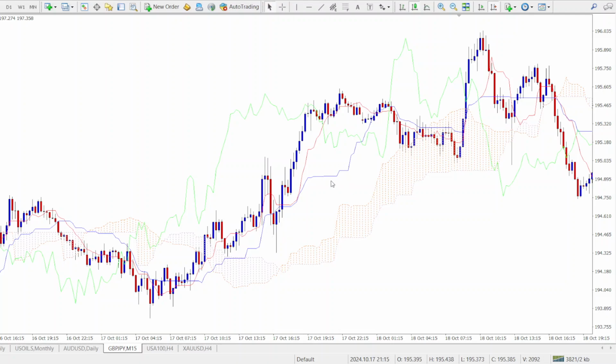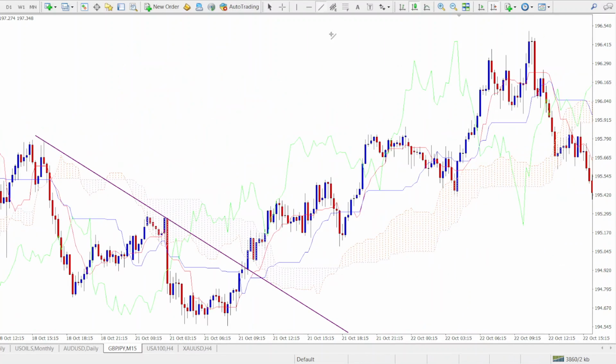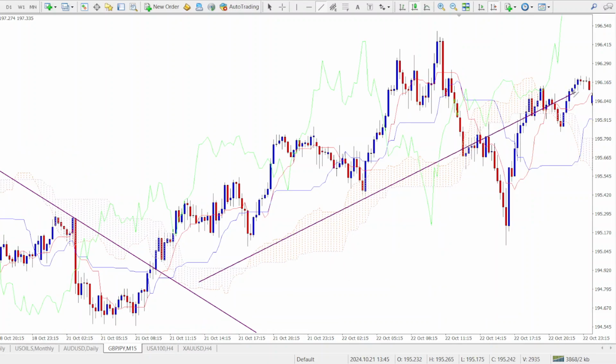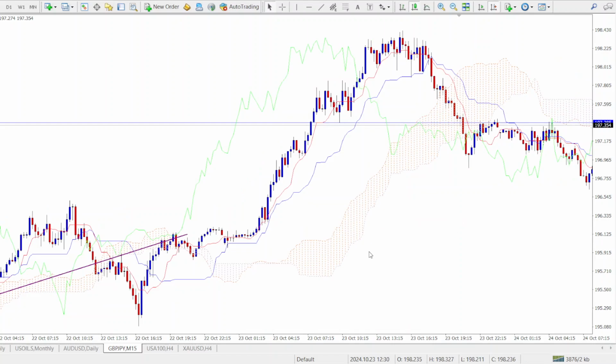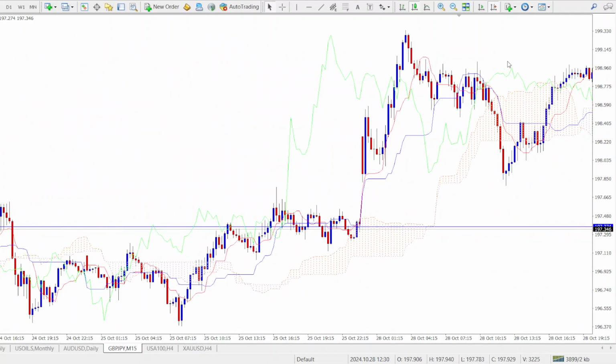In this situation, we had price trading above the Kumo Cloud, and it was actually an uptrend, because price was going up. In this situation, we had price trading below the Kumo Cloud, and it was a downtrend, because the price was going down. Here is another example of price trading above the Kumo Cloud, and it was an uptrend. Another example, and another, trading above the Kumo Cloud, and again it was an uptrend. So basically, the Kumo Cloud serves as potential support and resistance zones.